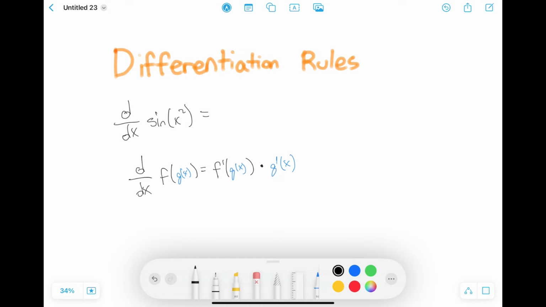So in our example here, our inner function, that g of x, is going to be x squared, and our outer function is sine of x. So we'll take the derivative of sine x, which is cosine x, and replace that x with our inner function. So this would be cosine of x squared times the derivative of that inner function. So that would be 2x.